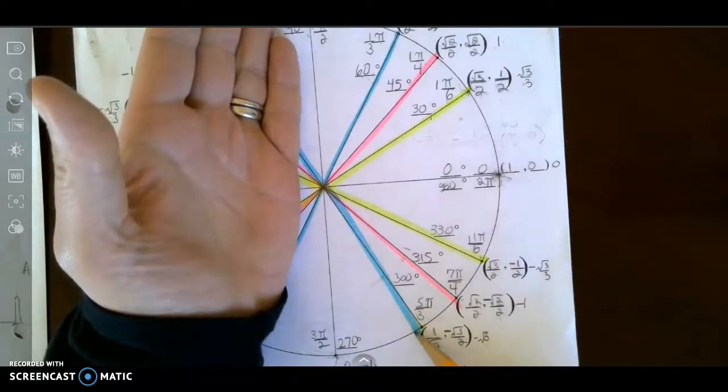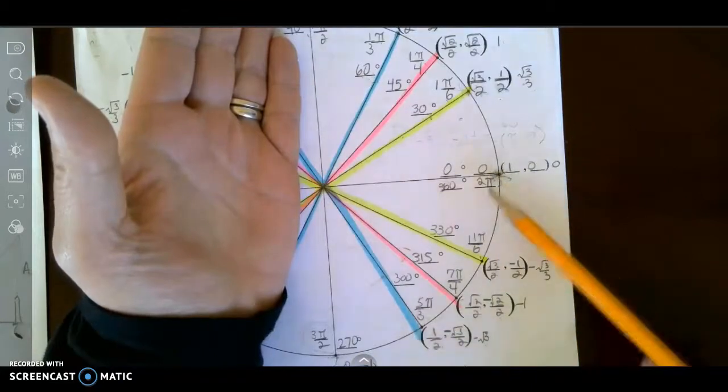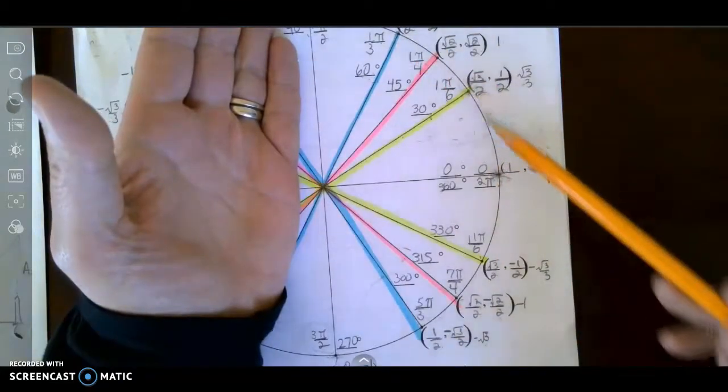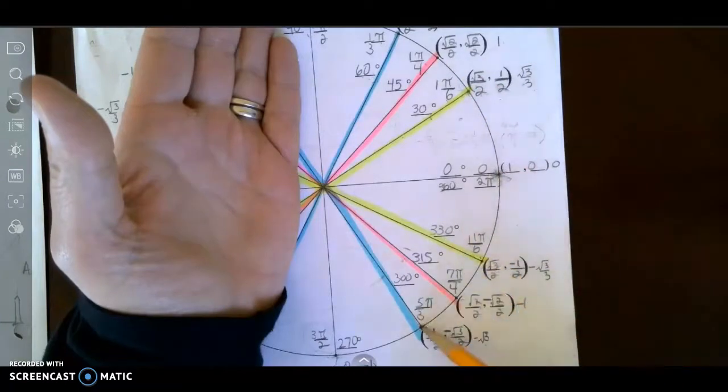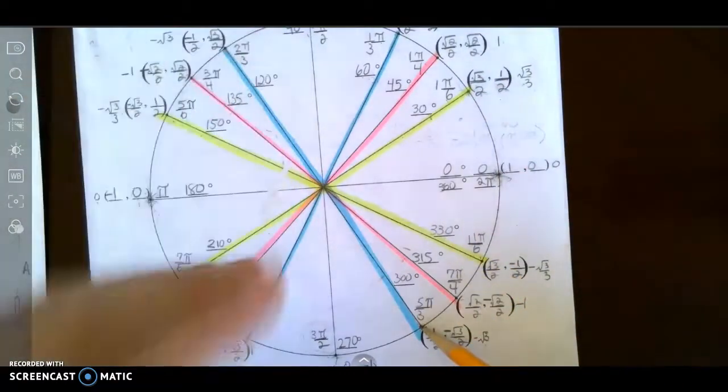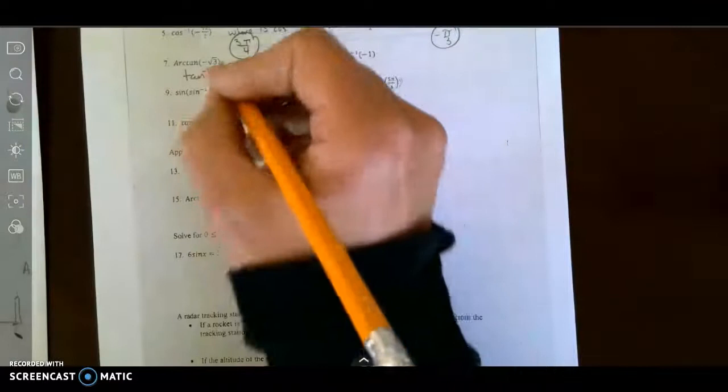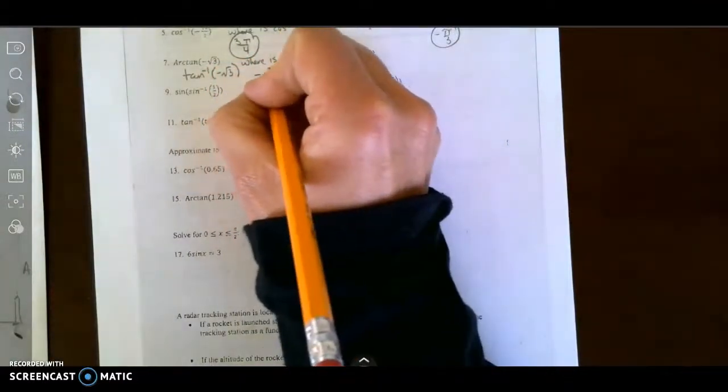But remember, this isn't called 5 pi over 3. This is called positive pi over 3. So this down here is negative pi over 3. So my answer is negative pi over 3.